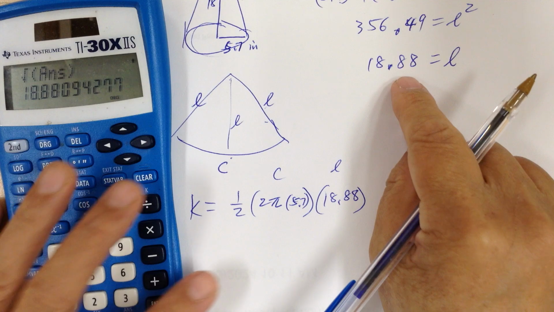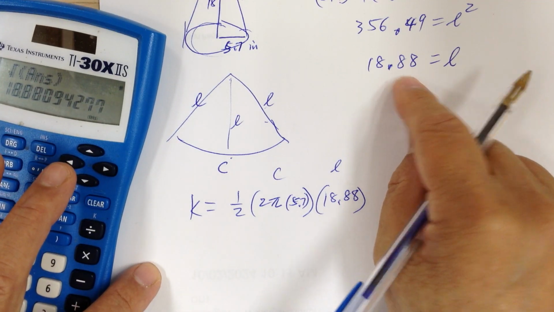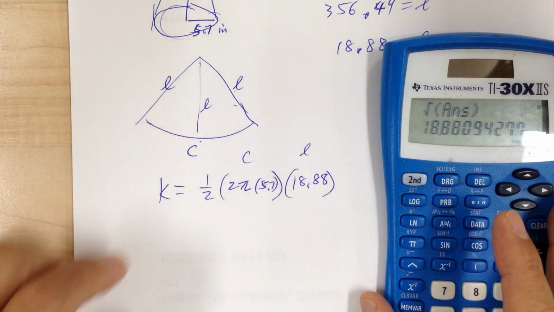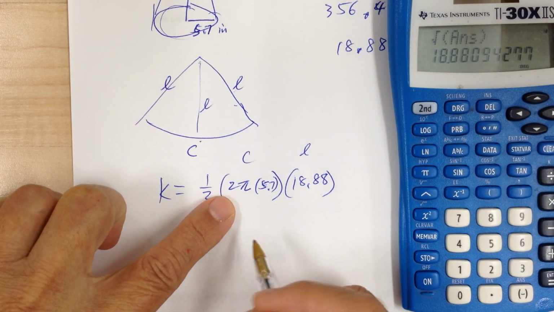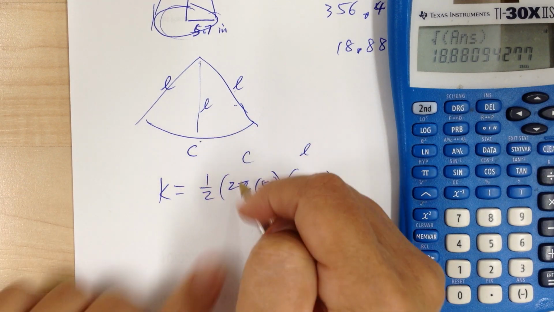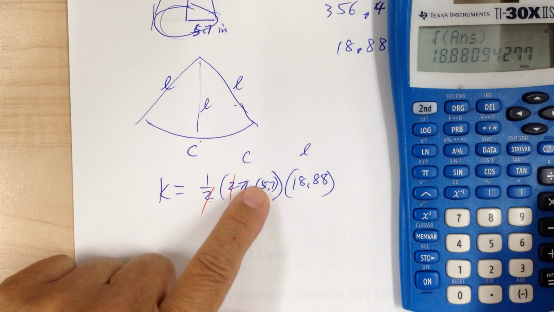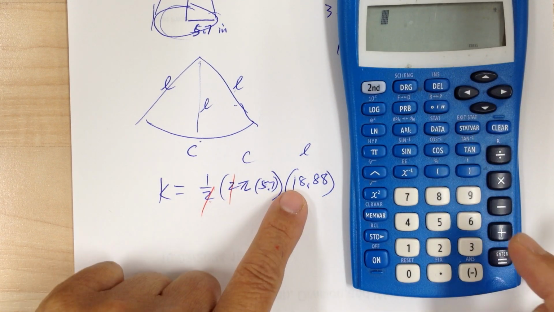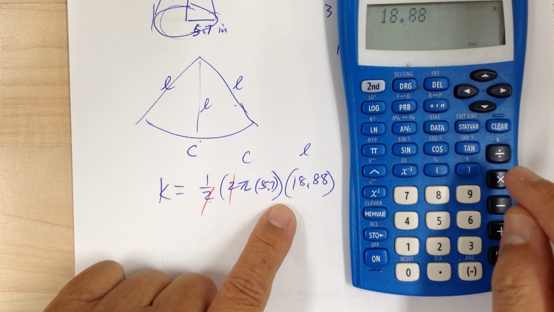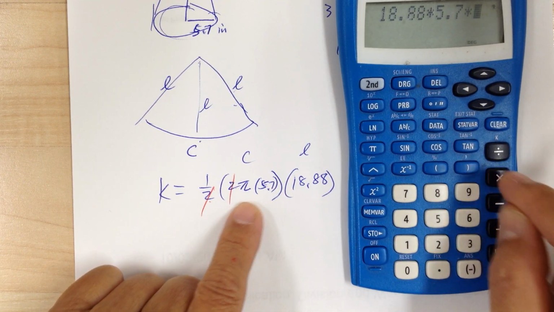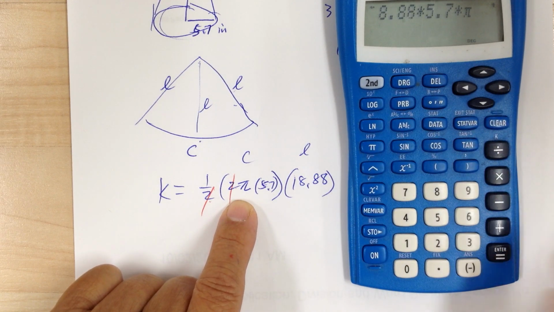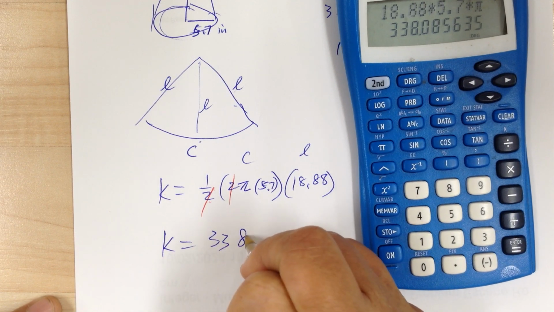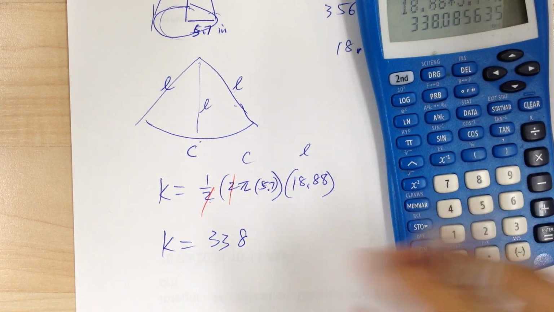Okay, again, it's better to carry extra digits and then round off when you get to the final answer. Don't round off too early because your answer may be off by too much. Okay, but again, notice that 2 and 1/2 will cancel out. So you only have to worry about this part over here. So 18.88 times 5.7 times pi equal, okay, so it equals 338.1.